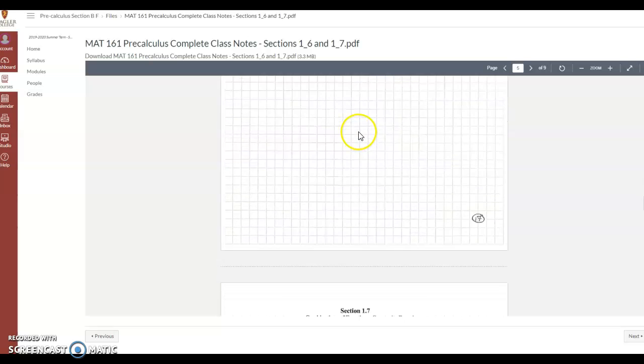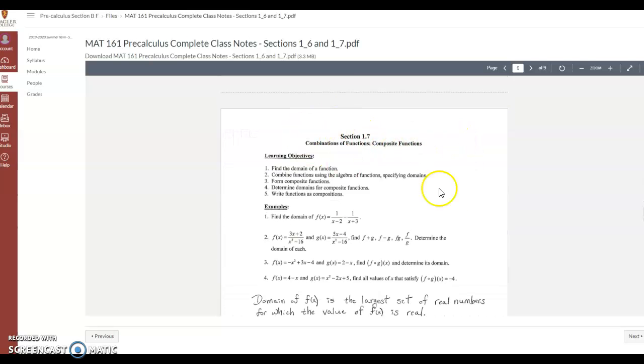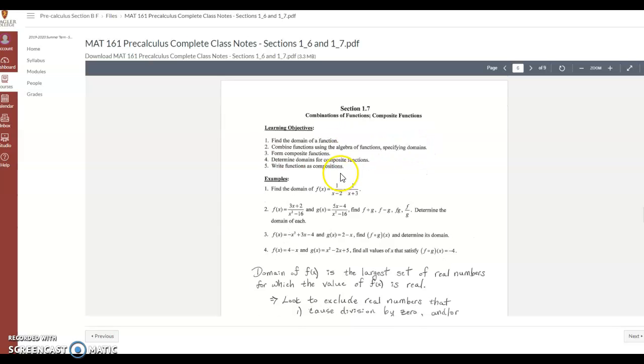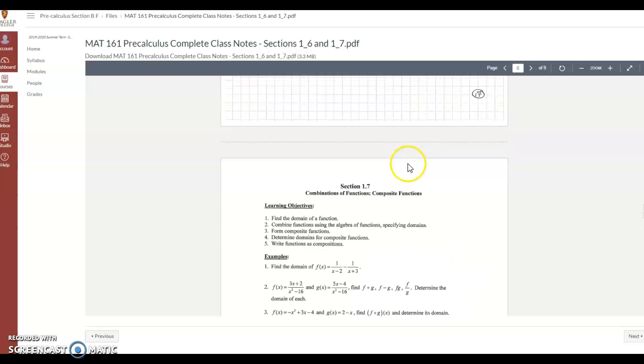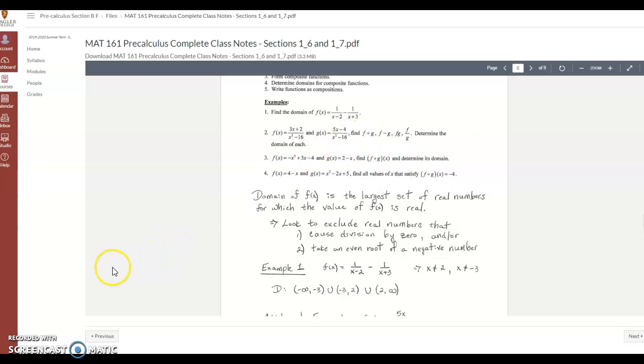And then in section 1.7, the last section for this first week, we want to understand composite functions. That's where we combine functions. We want to find the domain of a function, understand how to combine functions using algebra, form these composite functions, determine domains for composite functions, and write functions themselves as compositions. So that's what this set of notes and the homework is all about. That'll get you through week 1. Really, week 1 is sort of a review, to get your brain back in gear with algebra and understand the stuff we needed from algebra really well to do well with the pre-calc material.